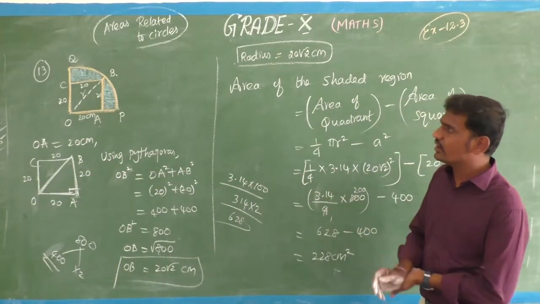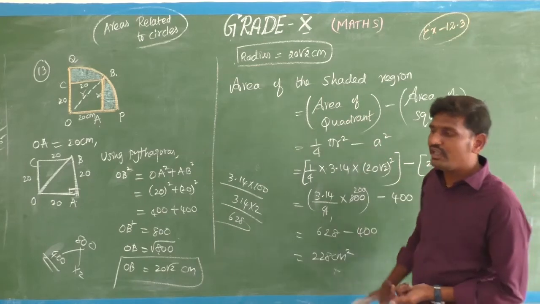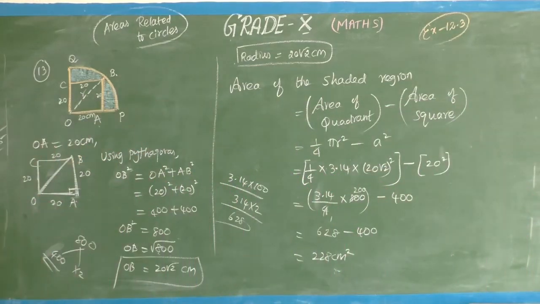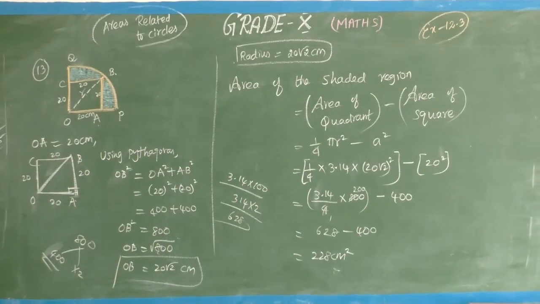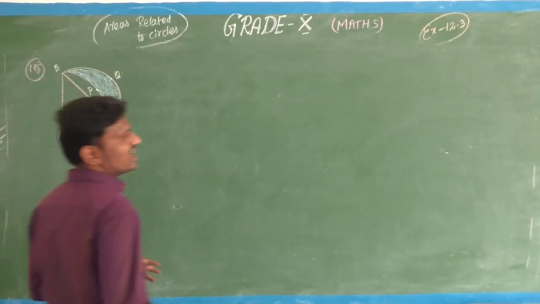228 centimeters square. So this is the area of the shaded region. And the next question, student, the next question is question number 15.